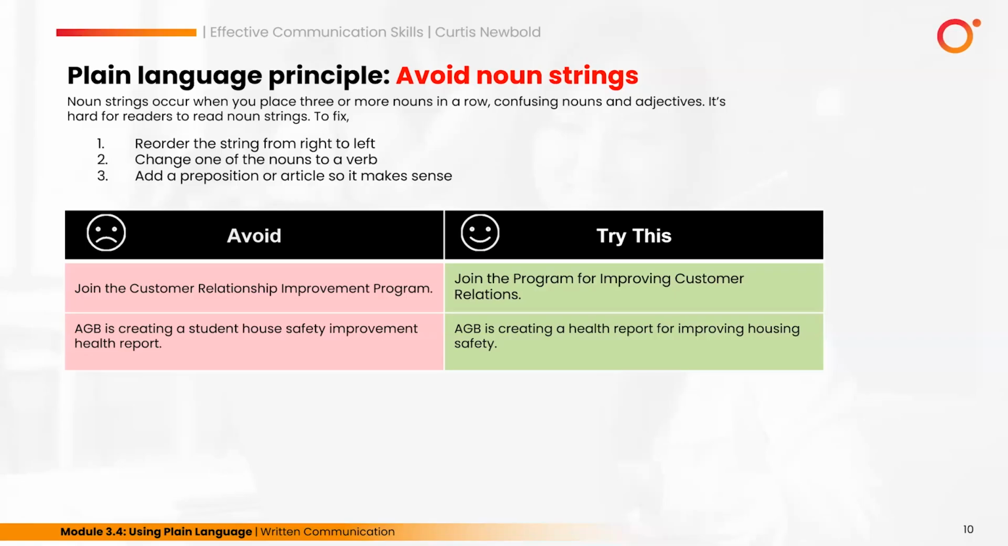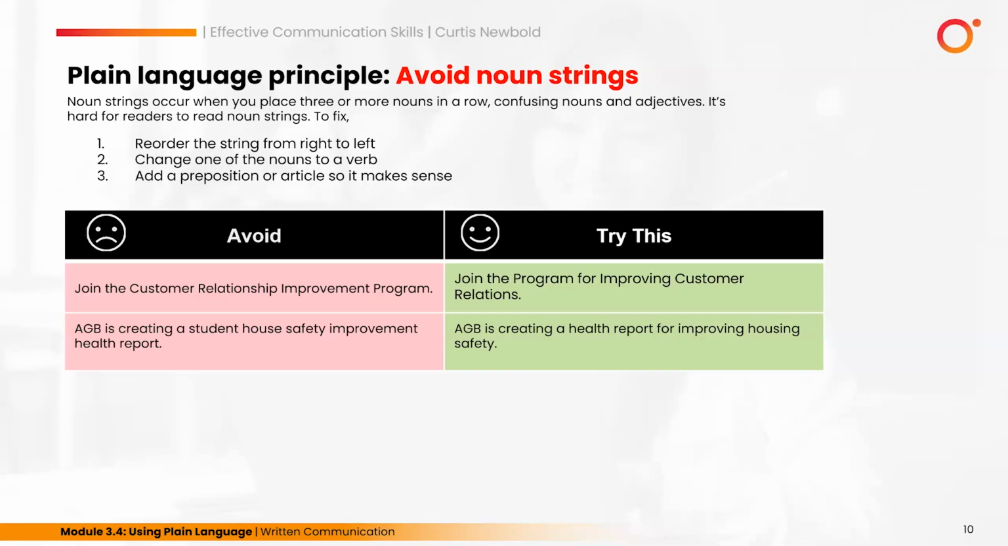Again, looking at our formula up above, reorder the string from right to left. So you start with the phrase health report, and change one of the nouns to a verb. Like improvement: going back to that hidden verb, change that into a noun, improving, and then add a preposition or article so that it makes sense.